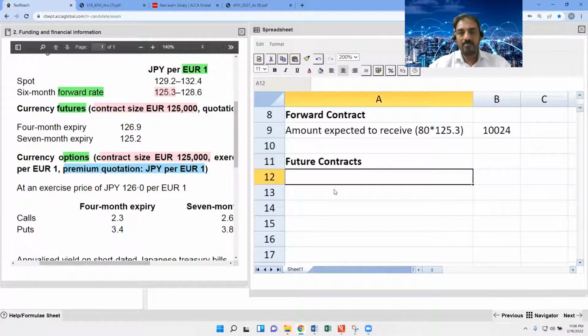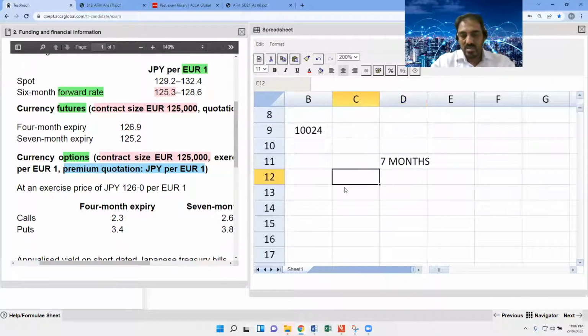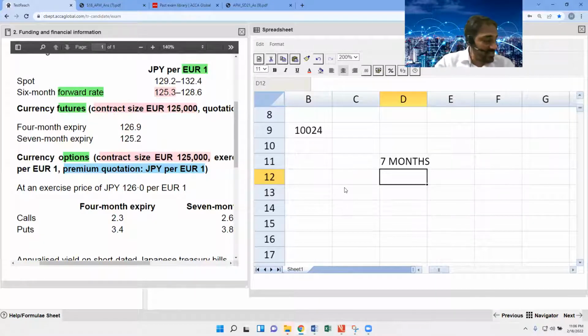Very good. Number one, which contract? 7 months. And what should be the type of contract? The type of contract is always based on this.